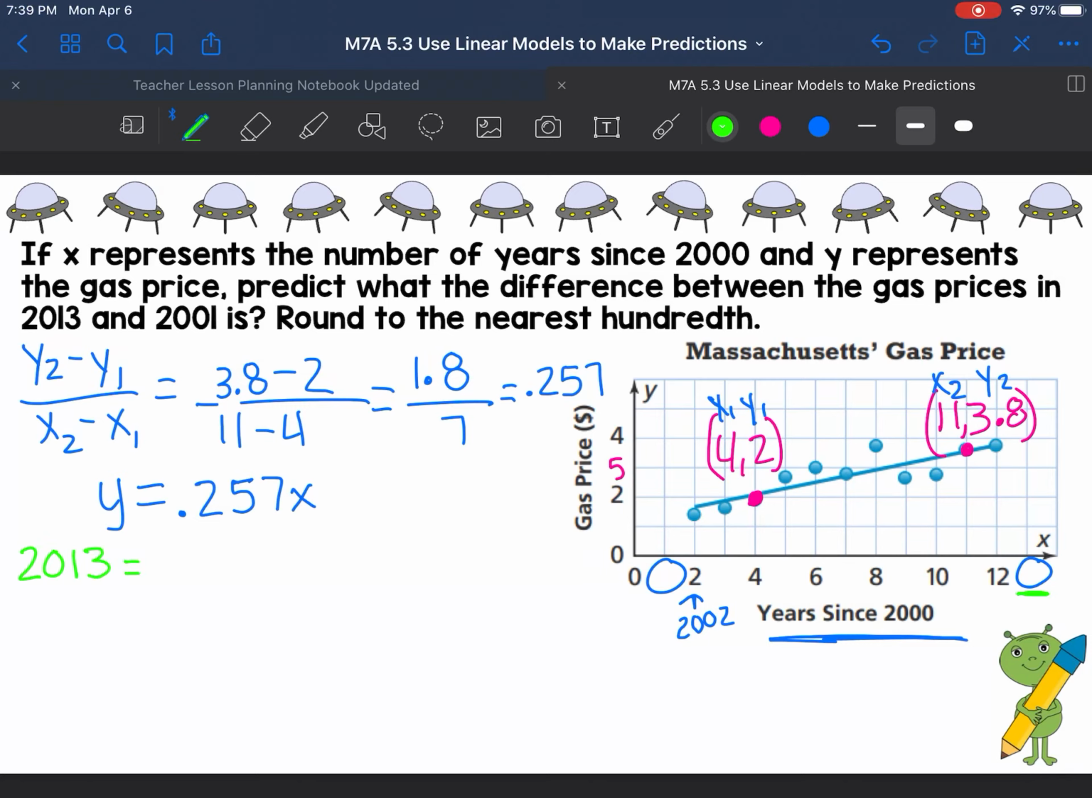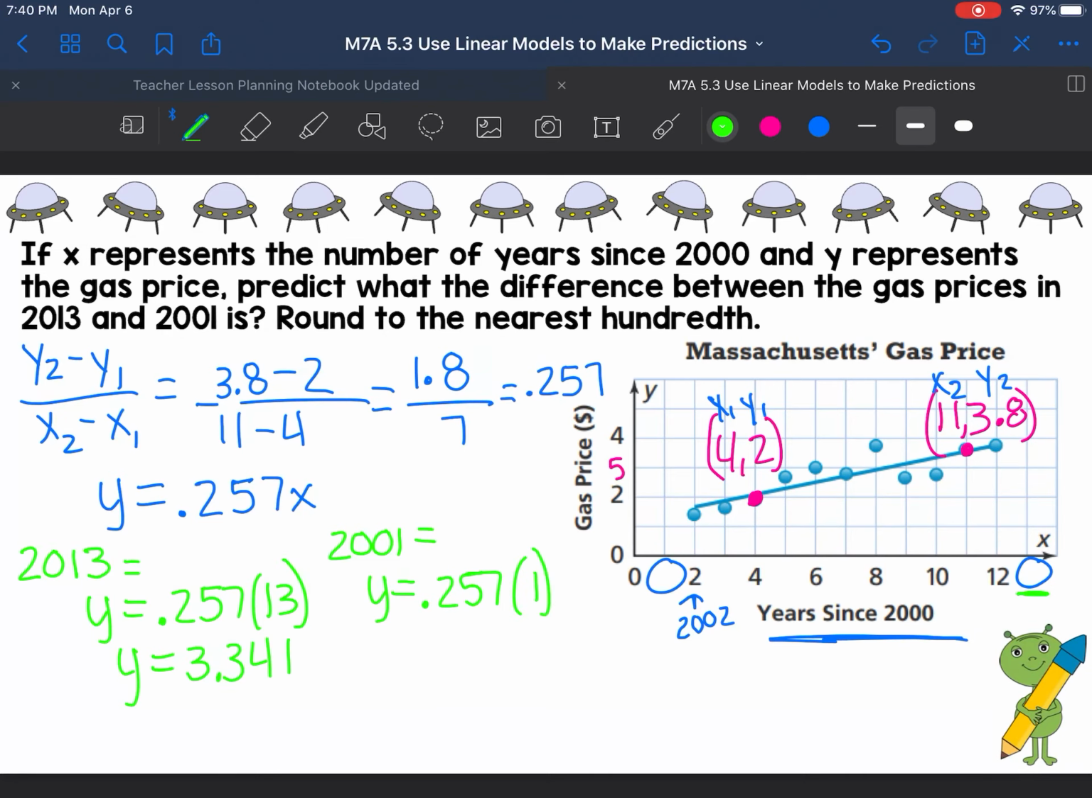So let's go ahead and start with 2013. So that's going to be y equals 0.257 times 13, which if I do on my calculator, because we all love our calculator, we get y equals 3.341. Now let's do 2001. So that's y equals 0.257 times 1, because that's 1 year after 2000. So you see how that works? y equals 0.257. So now to get my final answer, I need to subtract.